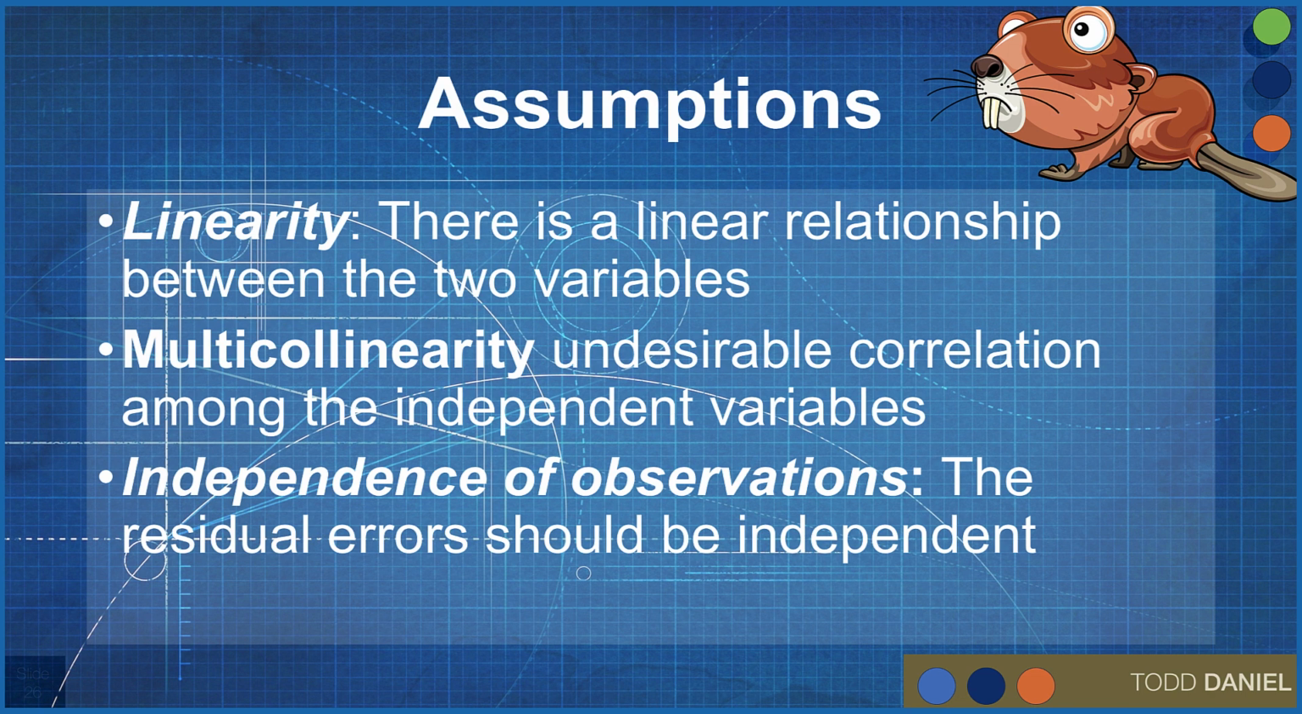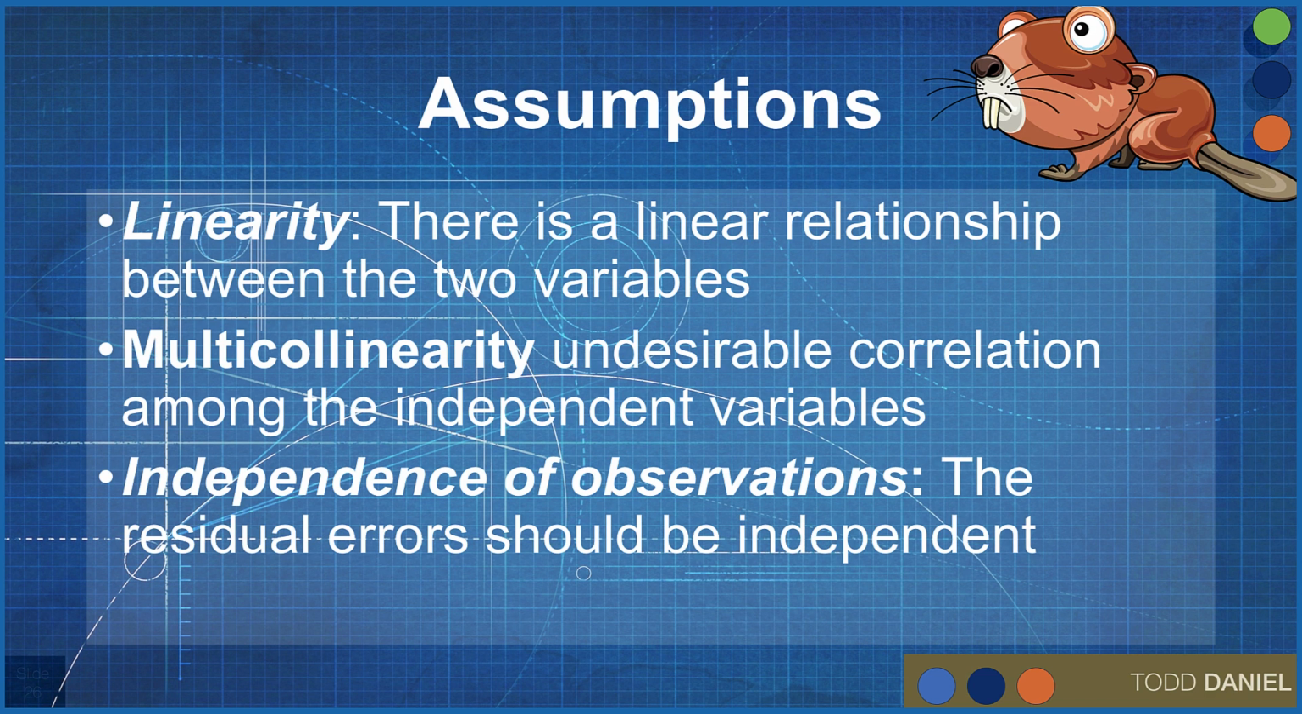There are some assumptions when we are using regression. The first is linearity, that there is a linear relationship between the two variables. That's the idea of correlation. If the variables are correlated, there is a linear relationship. We can use those variables for regression. But if there is not a correlation between the two variables, then there's no point in using those values for regression because there is not a linear relationship.